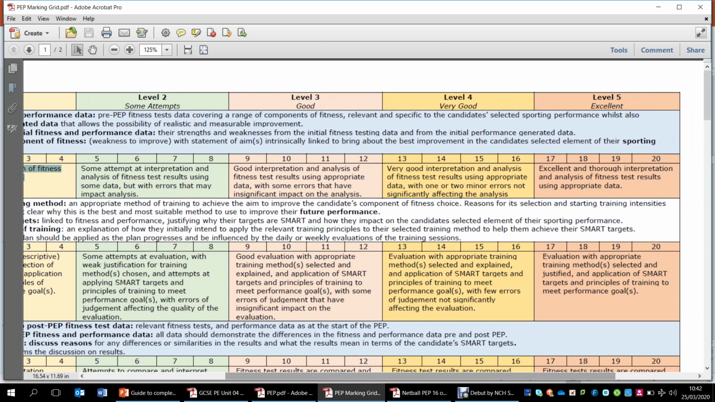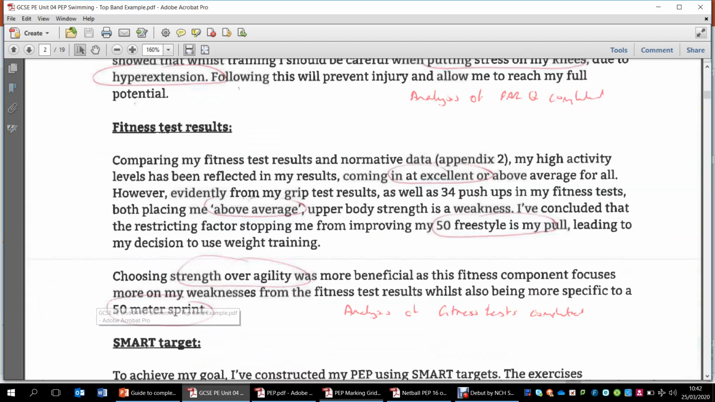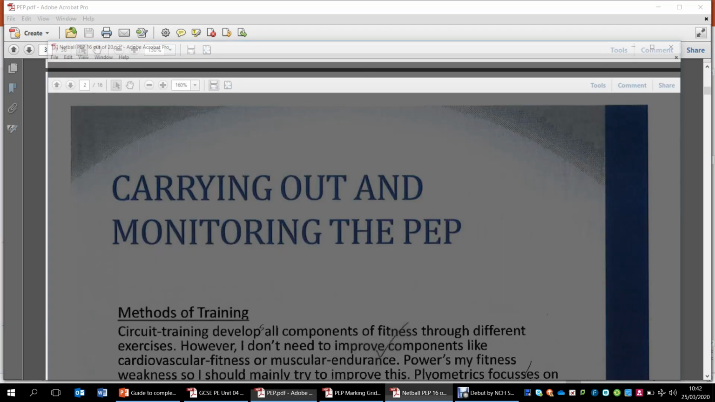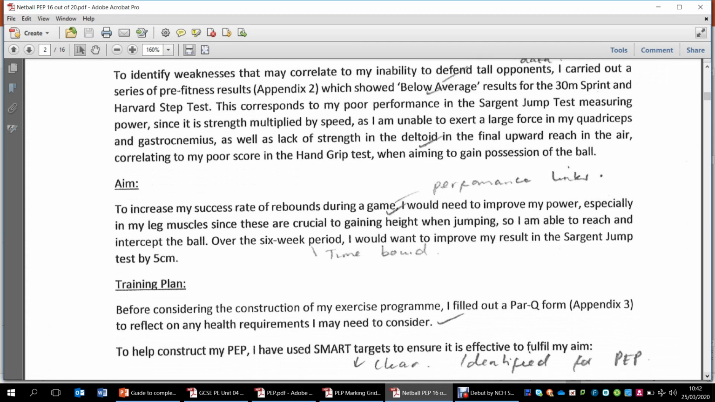So I recommend no more really than 100 to 150 words, absolute max, and you must finish off with a good aim. And if we have a look for an example, somebody's done one here. This is a netball example. To increase my success rate of rebounds during a game, I would need to improve my power, especially my leg muscles, since these are crucial to gaining height when jumping, so I'm able to reach and intercept the ball. Over the 6-week period, I want to improve my result in my Sargent jump test by 5 centimetres.